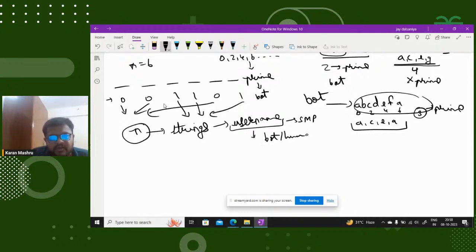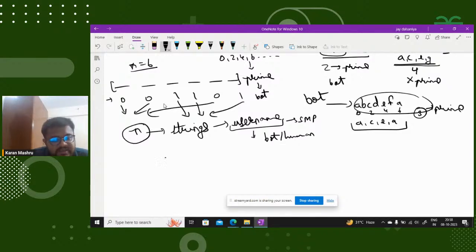And how will we return? Suppose n is equal to 6. So we will return an array of size 6 consisting of zeros and ones, where 0 will represent a human account and 1 will represent a bot account. Now, how will we know if the account is a bot account? If the number of distinct characters at even positions is a prime number.